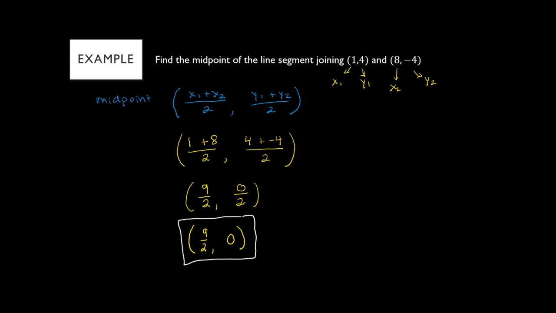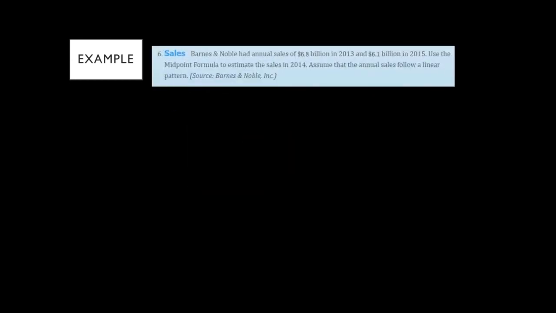Okay, it's pretty straightforward. So here's the word problem, and this is very similar to what you'll see on the application assignment. Barnes & Noble had annual sales of $6.8 billion in 2013 and $6.1 billion in 2015. Use the midpoint formula to estimate the sales in 2014. Assume that the annual sales follow a linear pattern.